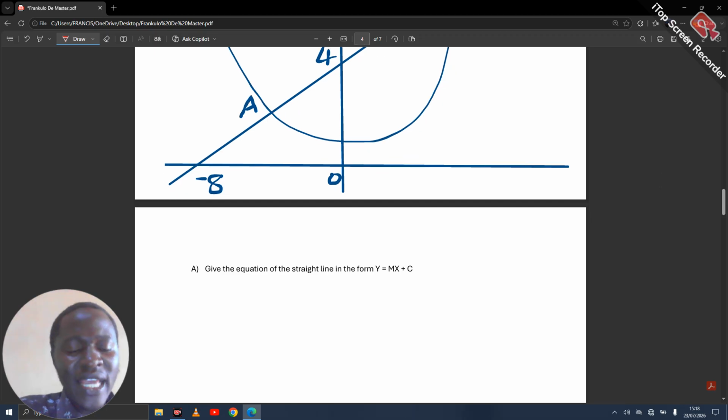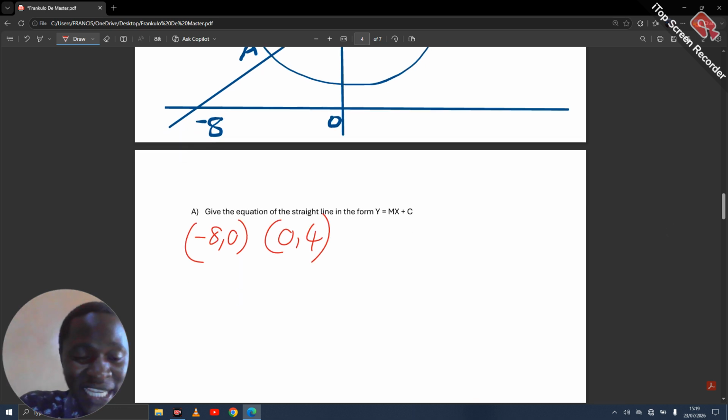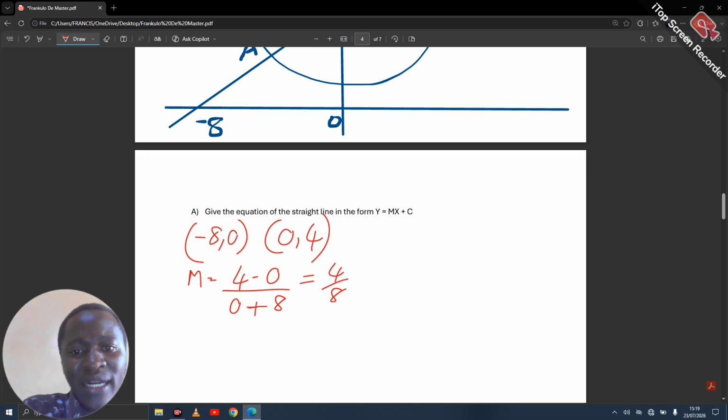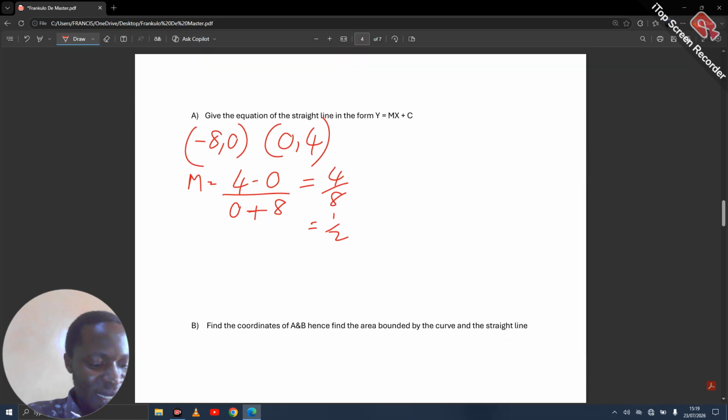So guys, get the coordinates. At x we are having -8, 0. At y we are having 0, 4. Then after getting that, obtain the gradient. Gradient will be 4 minus 0 all over 0 minus -8, which is plus 8. So we are having 4 over 8. So that means our gradient is a half. Simplified, our gradient is a half.